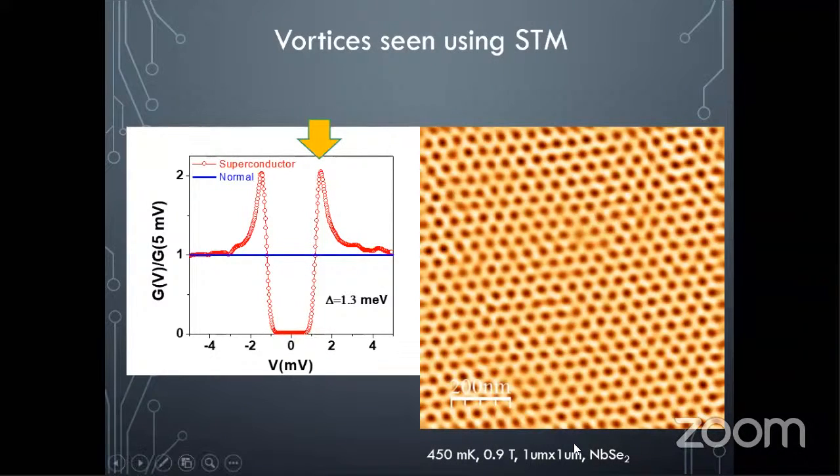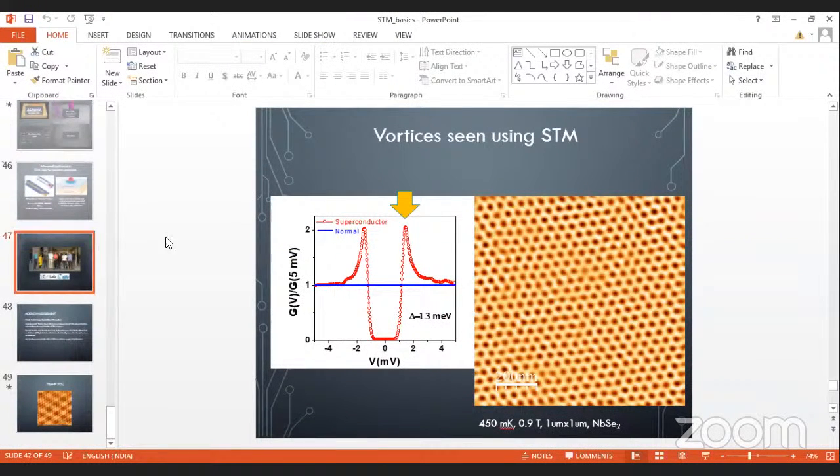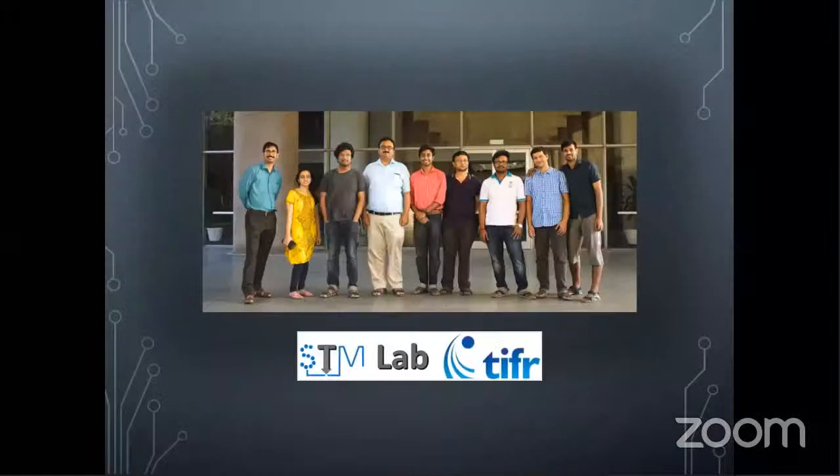And this is for a material called niobium diselenide, a single crystal, and the area is 1 micrometer by 1 micrometer. The lattice constant is about 48 nanometers. So with that, I want to end the talk by showing this favorite photograph from TIFR. Okay, so any question?